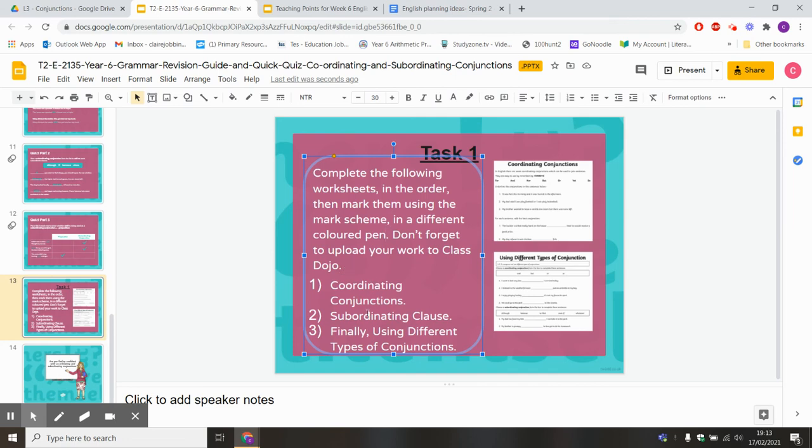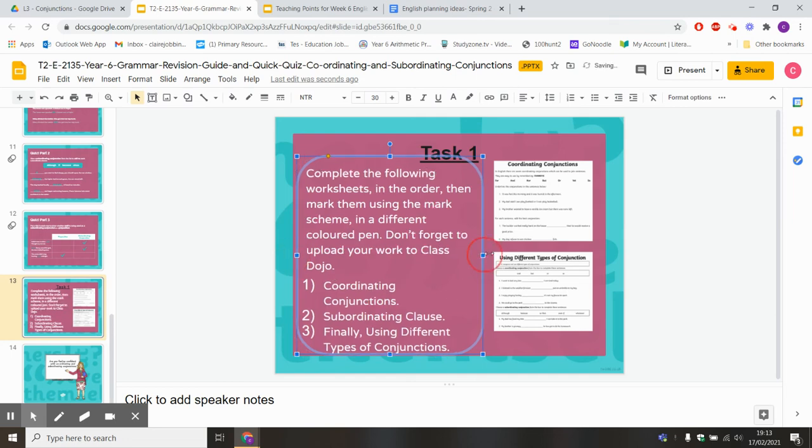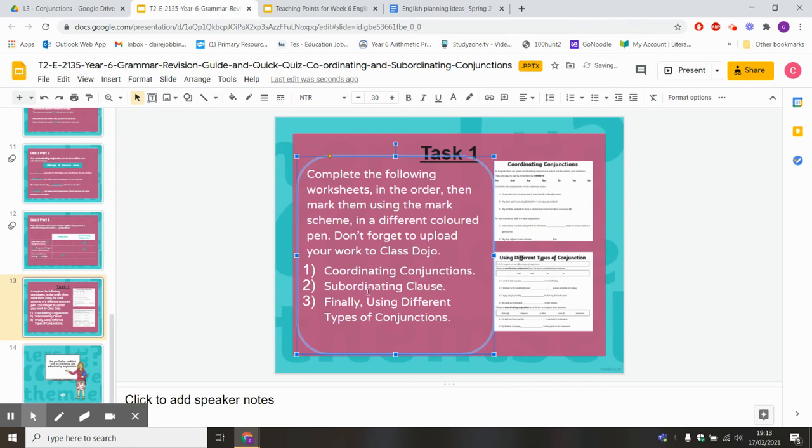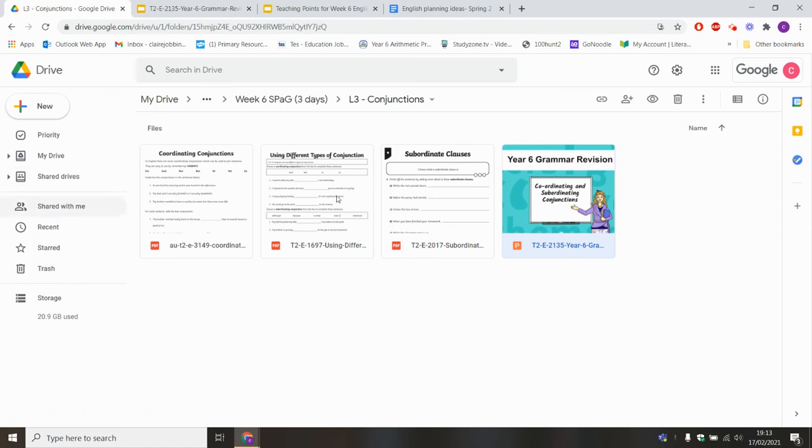So number 1, we'd like you to complete the coordinating conjunction sheet. Then we'd like you to move on to the subordinating clause, also known as conjunction, sheet. And then finally, you have a go at using the different types of conjunction sheet here. So if you're not sure what they look like, they're all here.